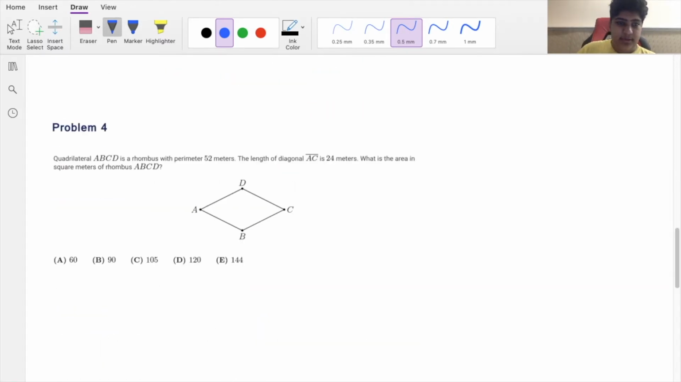Quadrilateral ABCD is a rhombus with perimeter 52 meters. The length of diagonal AC is 24 meters. What is the area in square meters of ABCD? So, a key fact about rhombuses that you need to know for this problem is that each side of a rhombus has the same length. And since the perimeter is 52 meters, we can let the side length be x to get that the perimeter is equal to 4x, since x plus x plus x plus x is the perimeter. But the perimeter is also equal to 52. So solving, we get that x is equal to 13.